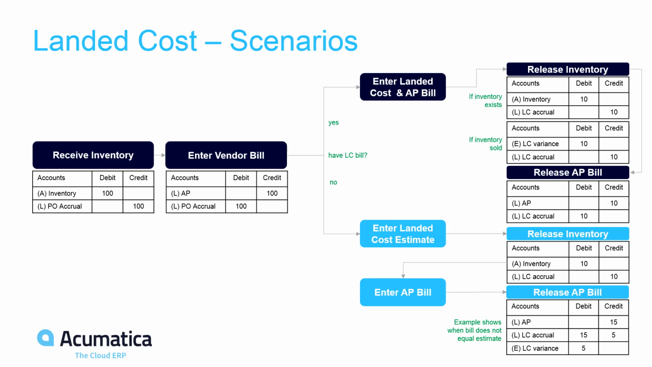There are three activities that need to be coordinated: receiving inventory, receiving vendor bills that relate to purchase receipts, and receiving landed cost bills that relate to one or more purchase receipts. The timing of these activities is often beyond the control of the accounting team. We need to account for scenarios where the landed cost bill arrives before and after the received inventory has been shipped to a client. To do this, Acumatica supports workflows for entering a bill or entering an estimate.